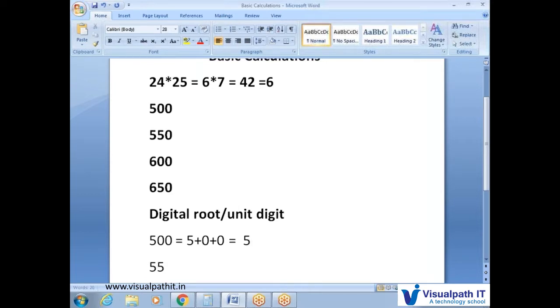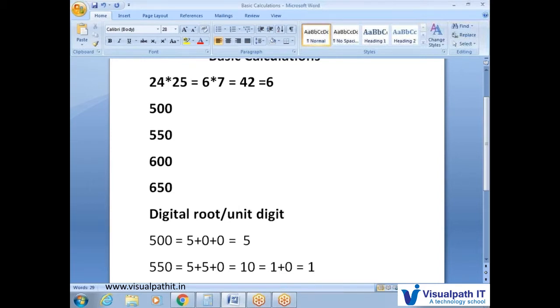Next, option B is 550. Converting into a single digit, 5 plus 5 plus 0 is 10. 10 is also a two digit number, so again converting, 1 plus 0 is 1. Is 1 equal to 6? No, 1 is not equal to 6.